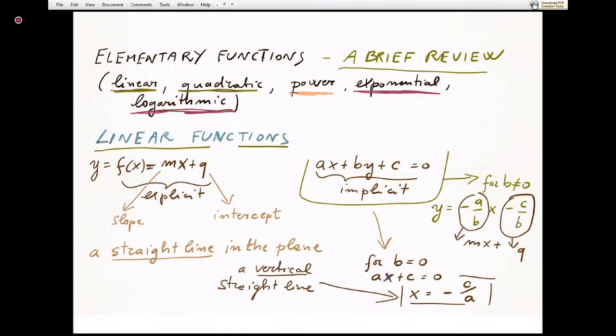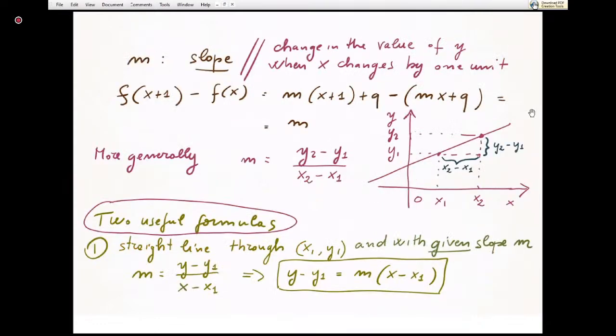Another important thing about linear functions is the meaning of the slope, which is very useful for applications. Intuitively, when we have a linear function like this, we can say very roughly that the slope of this curve doesn't change if you change the variable x. Okay? It is always the same slope. How can we make this concept more rigorous? The slope is just the change in the value of y when x changes by 1 unit. And it is independent of the initial value of x.